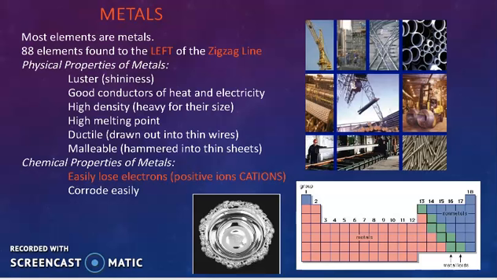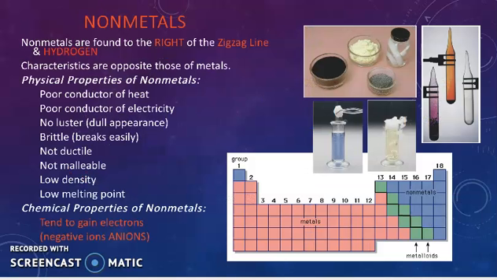The chemical properties of metals, they easily lose their electrons. They're often going to be cations or positive ions, and they corrode easily, which just means they break down, like your iron will rust. They corrode easily. Then we have our nonmetals.